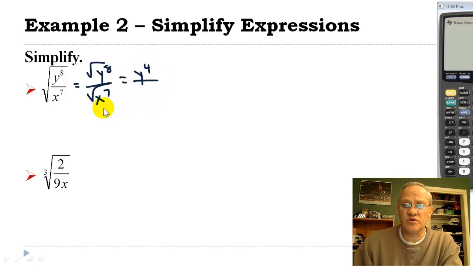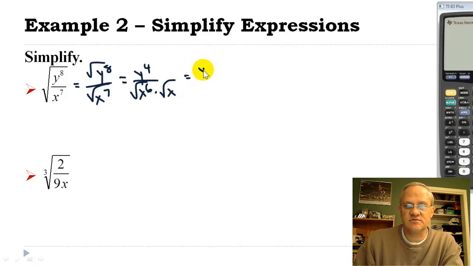The bottom doesn't work quite so easily because if I do 7 divided by 2, it doesn't come out evenly. So I'm going to split this up to make it x to the 6th, so that part will come out evenly. But then I also have one more x, so another square root of x there, for a total of 6 plus 1 is 7. So what I have here is y to the 4th. 6 divided by 2 is x to the 3rd power, and then we've got that square root of x there.